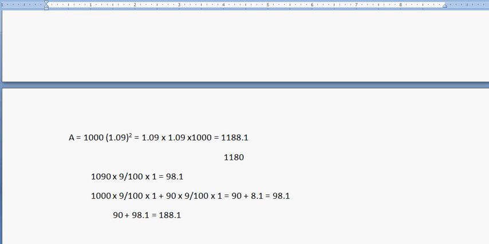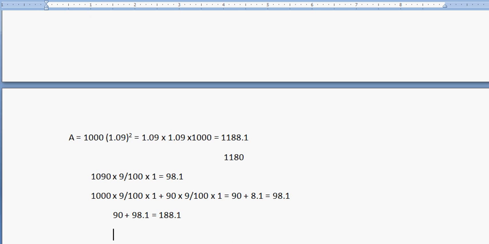Now if the investment is done for 3 years, interest would be charged for third year on the principal, as well as on the interest which was garnered till now. So total interest would be this much, and then we'll add it to 188.1 to get the total interest which was garnered till now, and the total amount would be 1000 plus that interest.